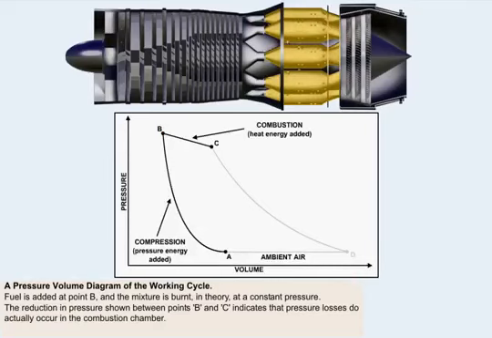In fact, the reduction in pressure shown between points B and C indicates that pressure losses do actually occur in the combustion chamber. The drop in pressure is created by the need to produce the swirl and turbulence necessary for efficient combustion, and this causes a pressure drop throughout the combustion chamber length of between 3 to 6%. Notwithstanding this drop, a considerable increase in the volume of the air is generated within the combustion chamber.